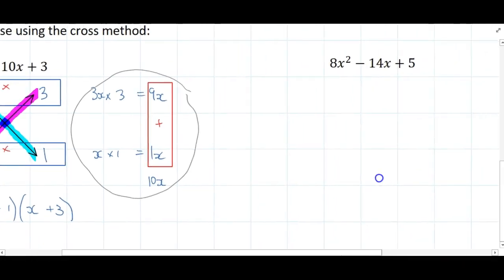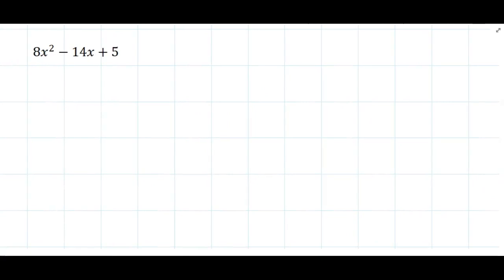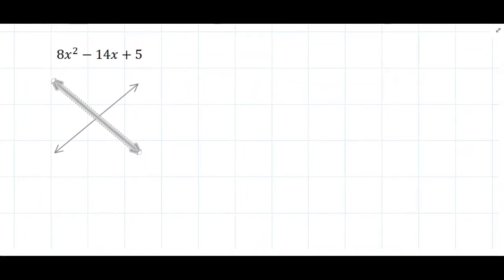I'll do a harder one here. Okay, so we're going to use the cross method again. So you start with a cross, 1, 2. Okay, so factors of 8x squared. Well, there has to be an x on both of them, otherwise it's not going to be a quadratic. As a general rule, we could have 8x and 1x, because they multiply together to get 8x squared.